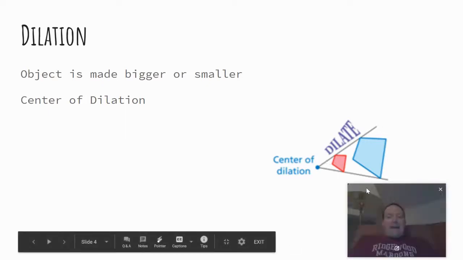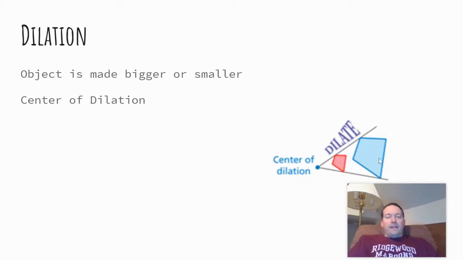So if you look at these two, these are dilated. You could either say that the blue one is an enlargement of the red one, or you can say the red one is a reduction of the blue one. Doesn't matter to a certain extent. It all matters on where you start from.